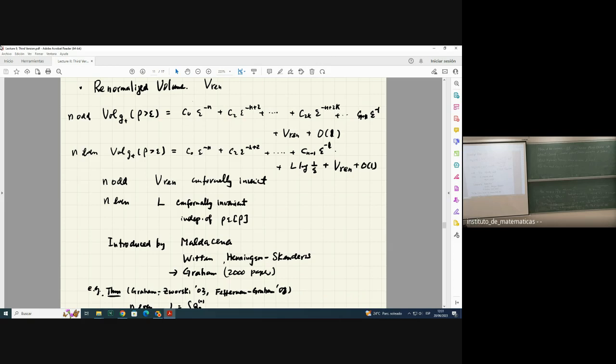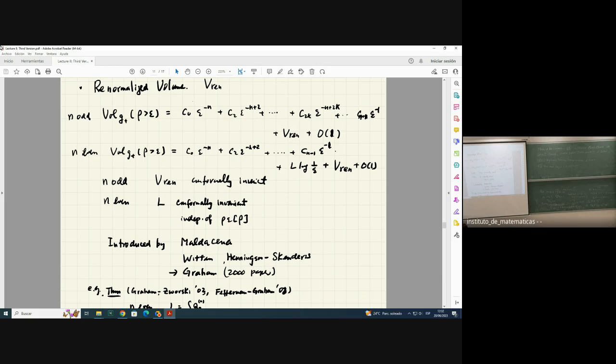Look at the asymptotic behavior of the volume of rho bigger than epsilon. It starts with epsilon to the minus n power. And then in the CCE setting, it only has epsilon to the minus n plus 2k terms. So when n is odd, it reaches epsilon to the minus 1. The next term is called the renormalized volume.